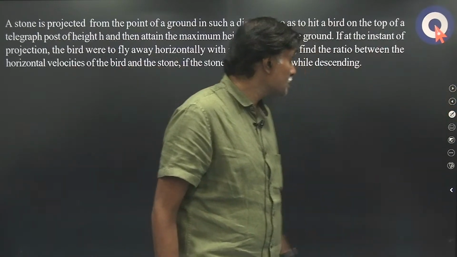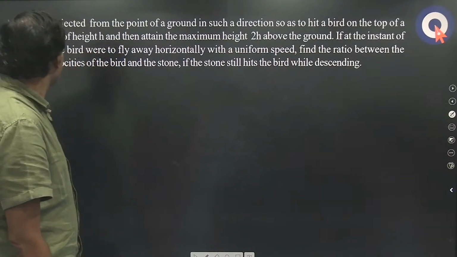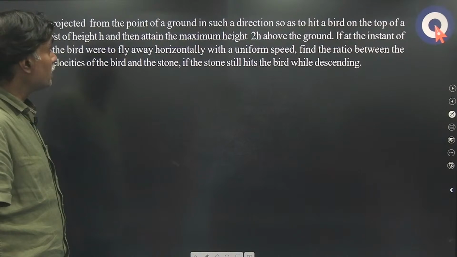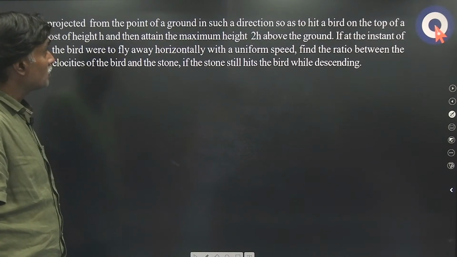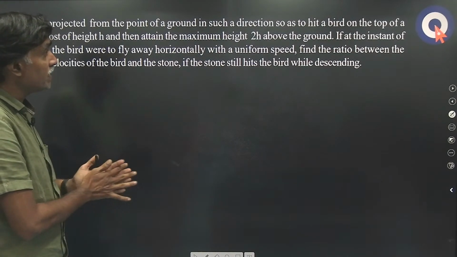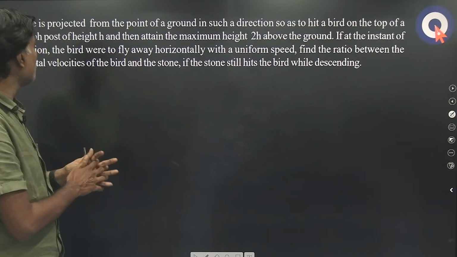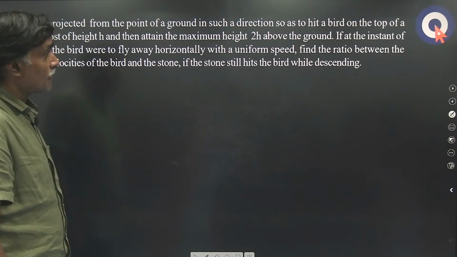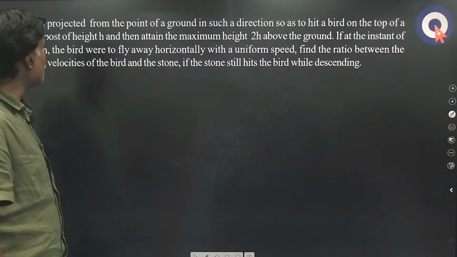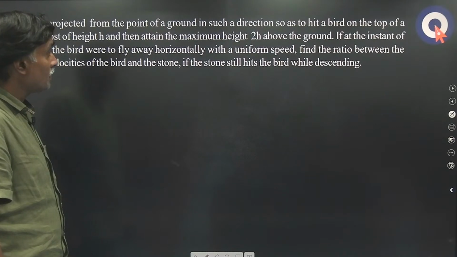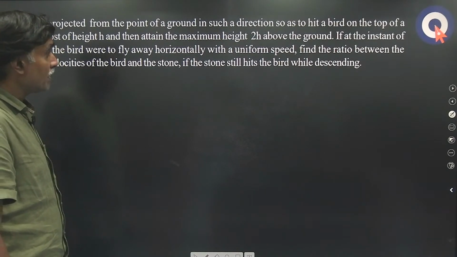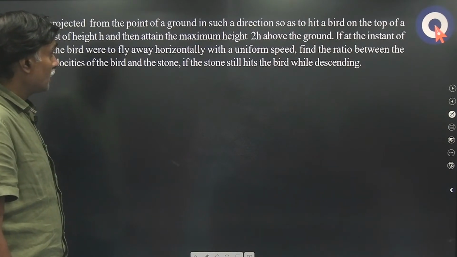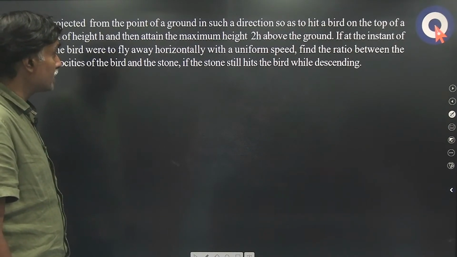So next question. A stone is projected from a point on the ground in such a direction so as to hit a bird on the top of a telegraph post of height h and then attain the maximum height 2h above the ground. If at the instant of projection the bird were to fly horizontally with a uniform speed, then find the ratio between the horizontal velocities of the bird and the stone if the stone still hits the bird while descending.